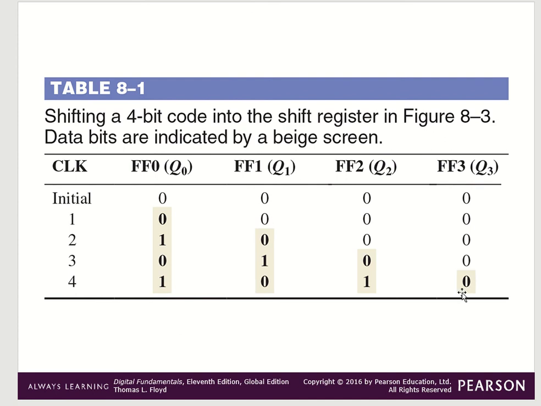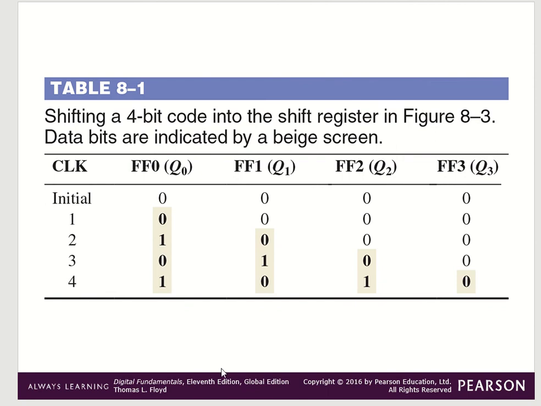The data is 1010. Initially, everything in the shift register will be 0. Now during the application of the first clock pulse, the data 1010, the 0 will come here. Then on the second clock pulse, this 0 is shifted here, and the next one is coming. On the third clock pulse, this 0 is shifted here, and this 1 is shifted here, and the third bit is entering here.